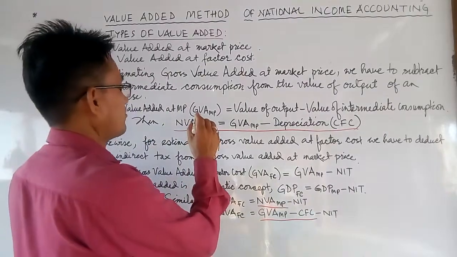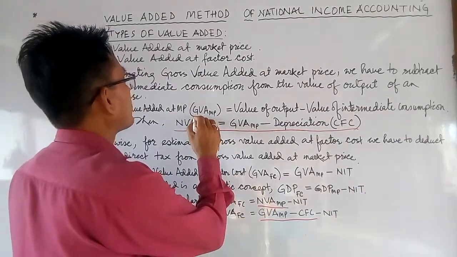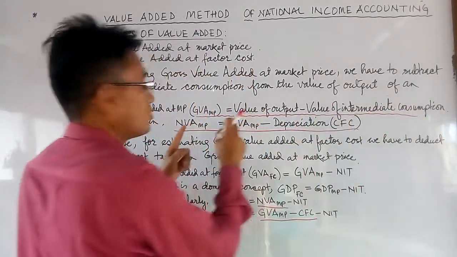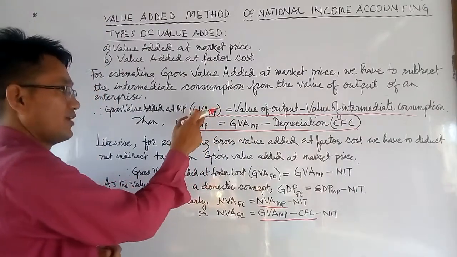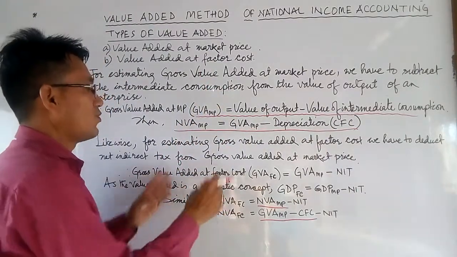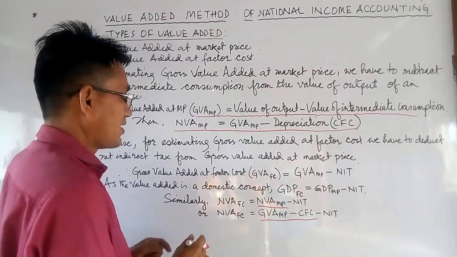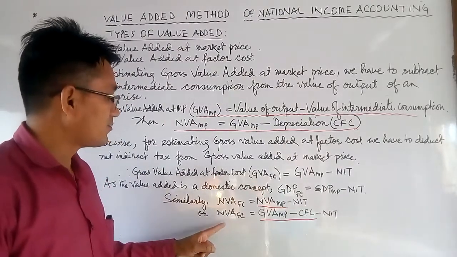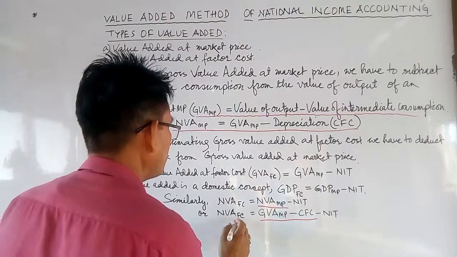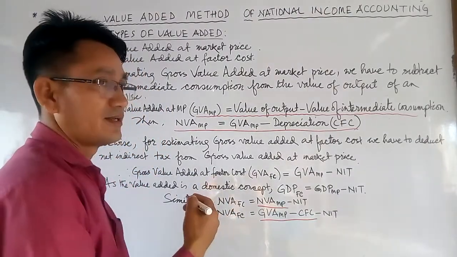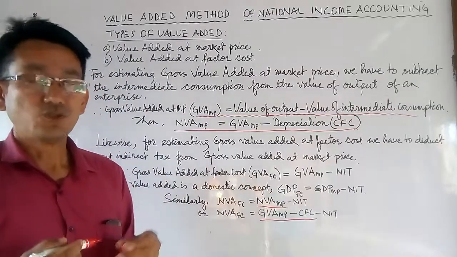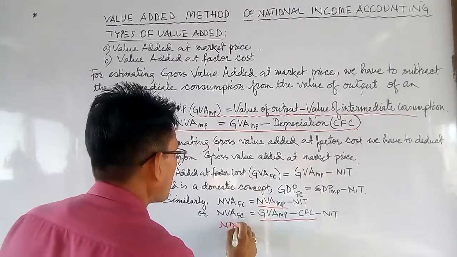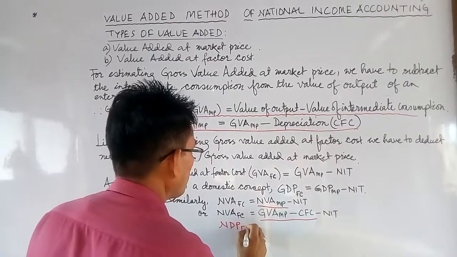So we have to know the formula. In order to find the GVAMP, we have to find the value of output and the value of intermediate consumption. If these are given, finding the GVA, that is gross value added at market price, is very simple. Similarly, once all these variables are given, we can find the net value added at factor cost. This net value added at factor cost is nothing but the net domestic product at factor cost.